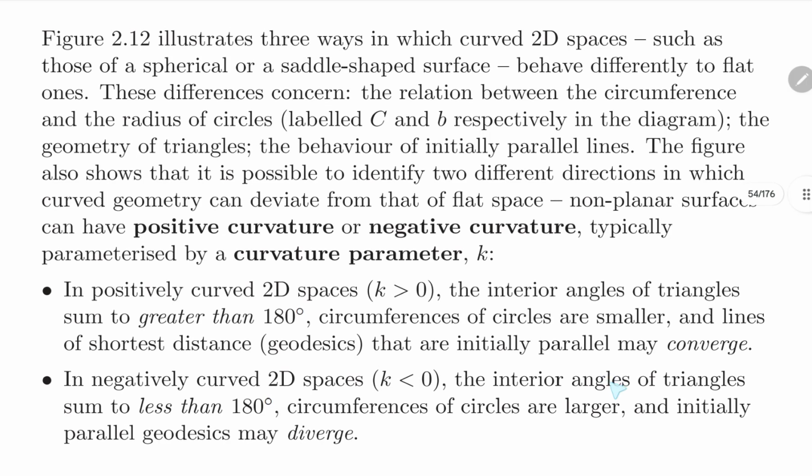In positively curved 2D spaces, k is greater than 0. The interior angles of triangles sum to greater than 180 degrees, circumferences of circles are smaller, and lines of shortest distance, geodesics, that are initially parallel may converge. In negatively curved 2D spaces, where k is smaller than 0, the interior angles of triangles sum to less than 180 degrees, circumferences of circles are larger, and initially parallel geodesics may diverge.